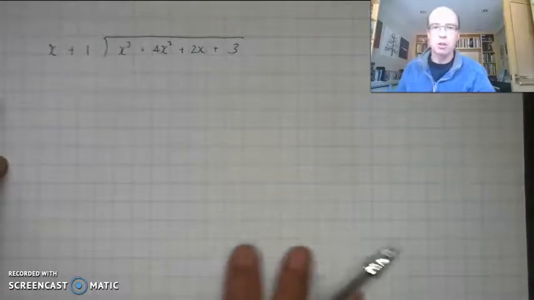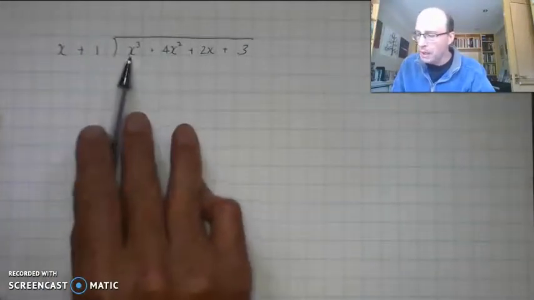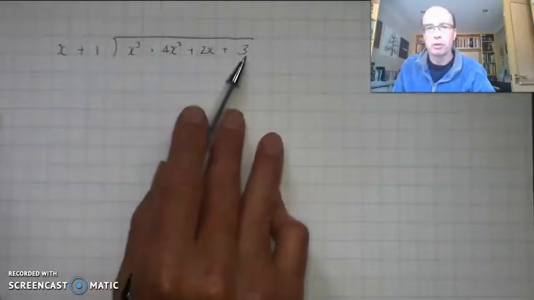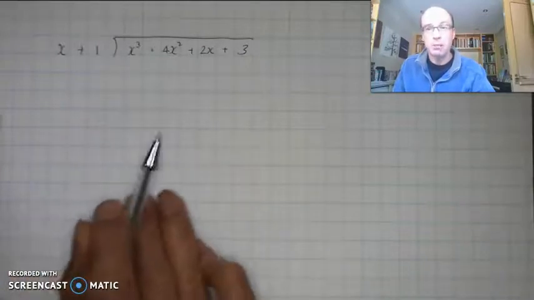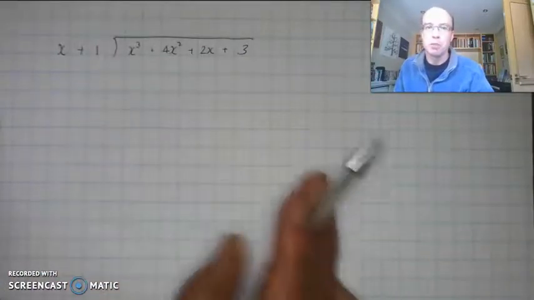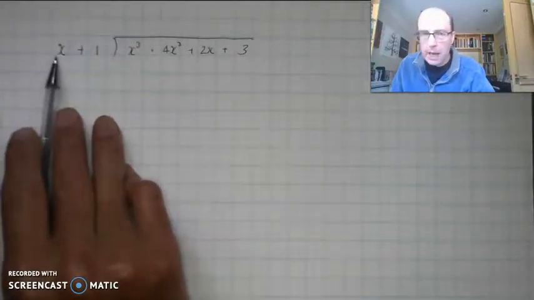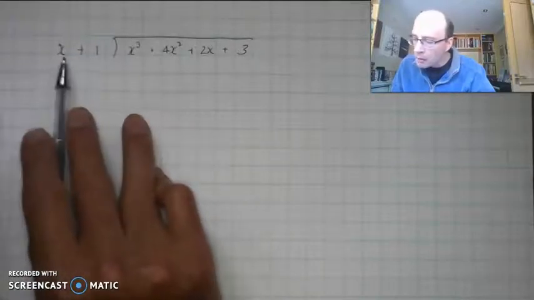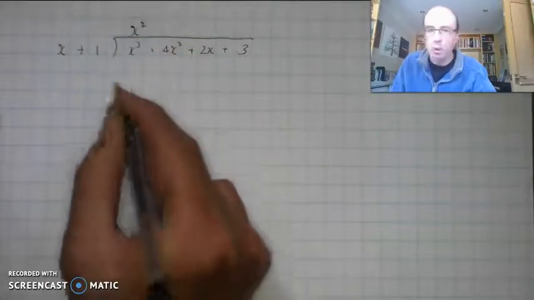I am going to divide x plus 1 into x cubed plus 4x squared plus 2x plus 3. Again, I'm going to be really careful in how I lay this out. It's the same technique that we just used with the numbers that we're going to use for our algebra. First things first, I want to work out how many x's go into x cubed. So I've got one lot of x into one lot of x cubed, so that's going to be x squared.